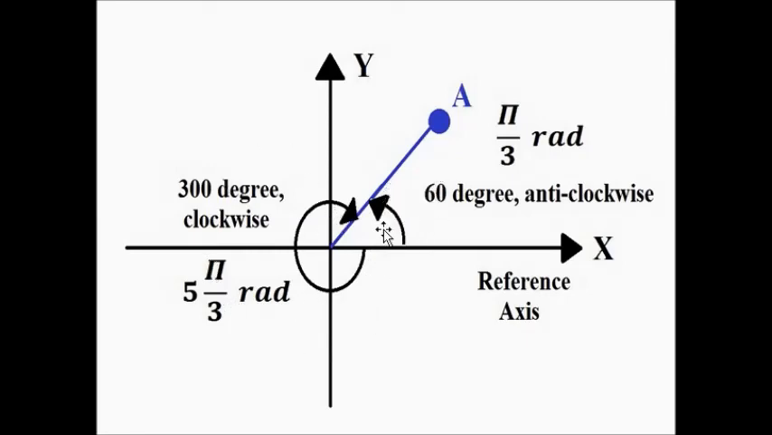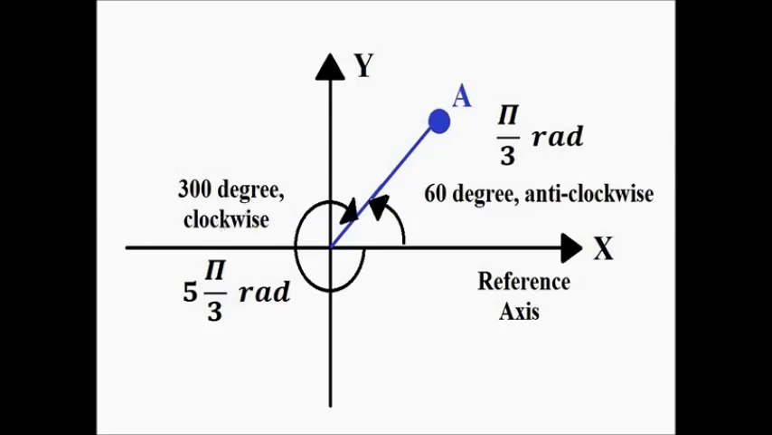If you are measuring it in anti-clockwise direction, this is at 60 degrees with respect to the positive x-axis. So this is plus 60 degrees because it is anti-clockwise. In radians, it is pi by 3 radians. Suppose we want to measure it in clockwise direction. Then it is 300 degrees clockwise from the reference axis, or 5 pi by 3 radians clockwise from the reference axis. This is negative. A minus sign will be used because it is in clockwise direction. So 60 degrees anti-clockwise, or pi by 3 radians anti-clockwise, or 300 degrees clockwise, or 5 pi by 3 radians clockwise. Anti-clockwise angle is taken as positive, clockwise angle measurement is taken as negative.